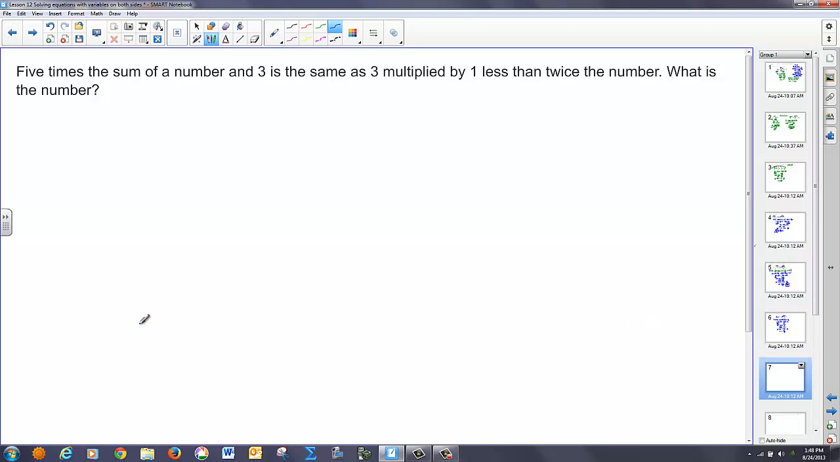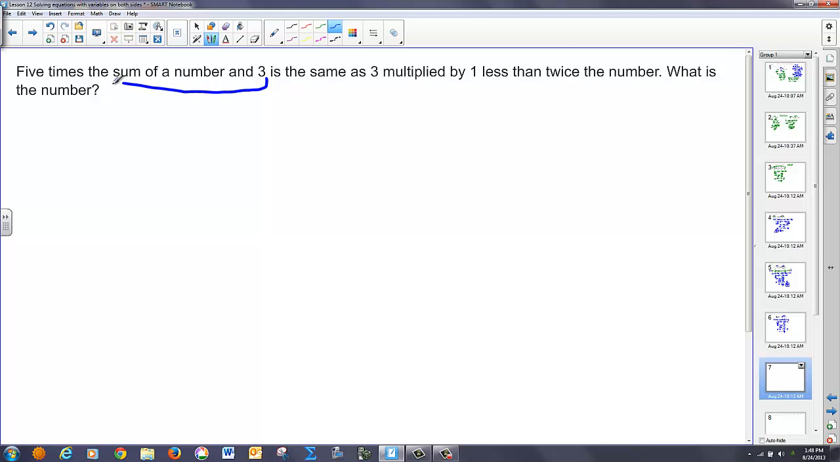Now for a couple of word problems. Let's read through it first. 5 times the sum of a number and 3 is the same as 3 multiplied by 1 less than twice the number. So again, we're going to have to be careful in how we go ahead and write this.